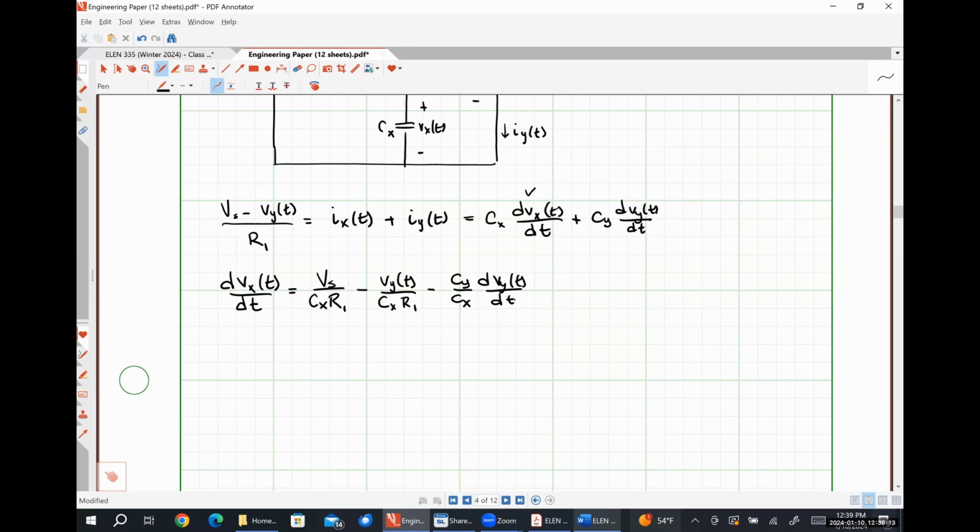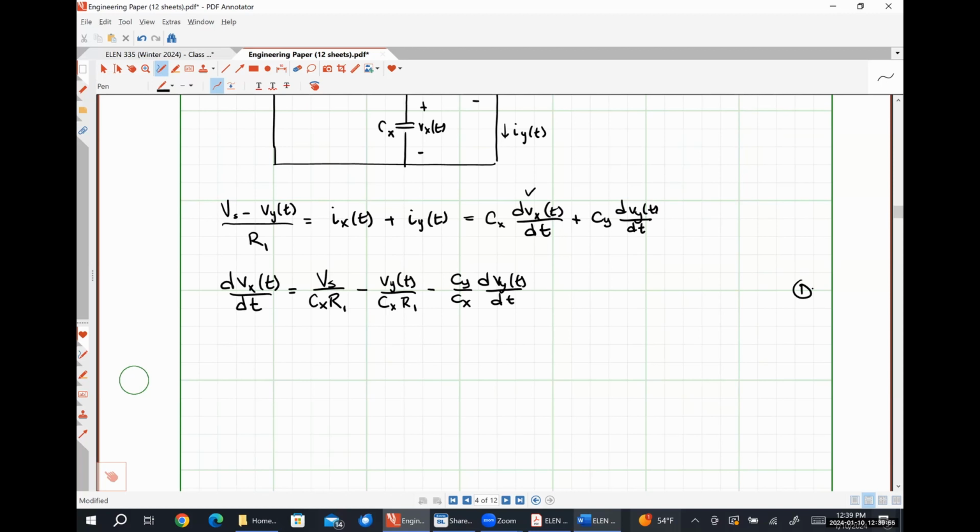So let's double check the algebra there because I did a lot of things. I want to make sure I don't screw anything up too much. I effectively divided both sides through by Cx. So I should have a Vs over Cx R1, which I have right here, minus a Vy over Cx R1, which I have right here. I'm going to have a Cy over Cx times the derivative of Vy with respect to time, and I'm moving it to the left-hand side of the equal sign, which is why it got the negative sign here. So I believe my algebra checks out to be okay. And I'm going to call this guy equation 1.